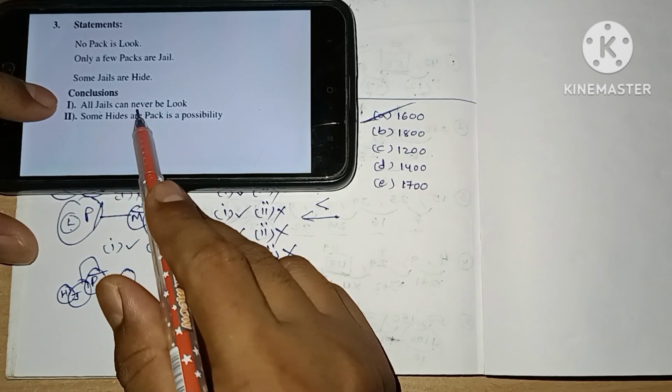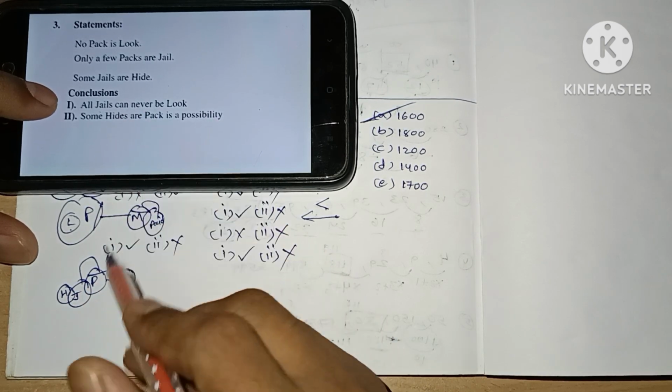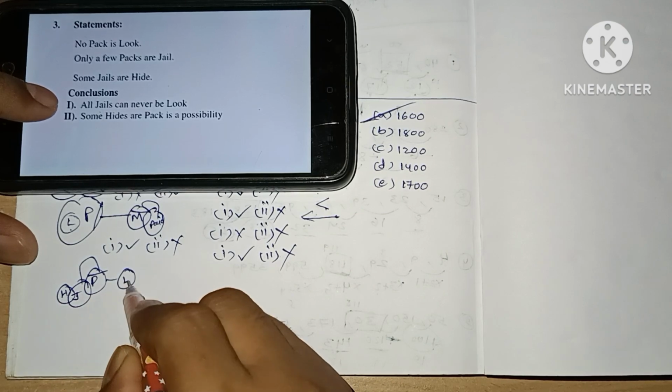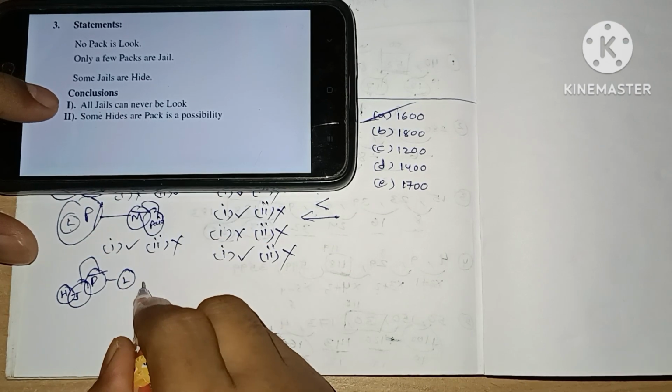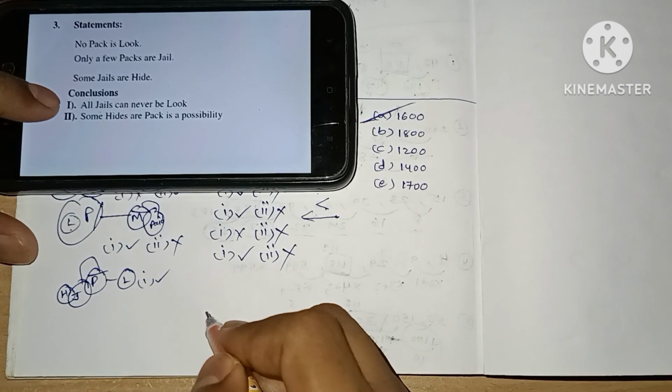Here we see never. So we check all jail can be look. All jail can be placed inside look. It is not possible. All case fails means all never case will be true. So first conclusion is true.